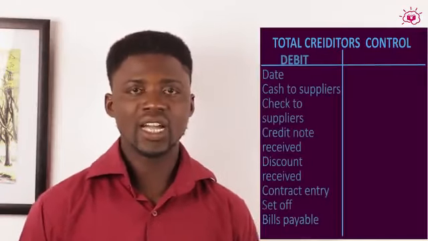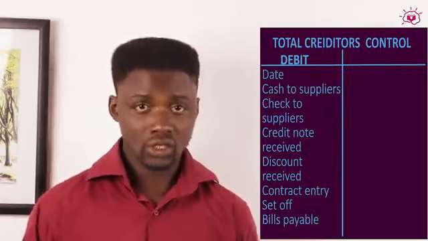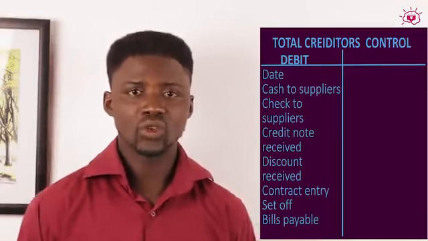Then the purchases ledger control account is the same as the total creditors control account. You have the debit and credit sides in a T format, and you have the dates that you are given. Then on the debit side, you have January cash to suppliers, that's the cash you give out to suppliers. You have the check to suppliers, returns outward. You have the credit note received, and then you have the discounts received. You have also the contra entry set off, and you have bills payable.